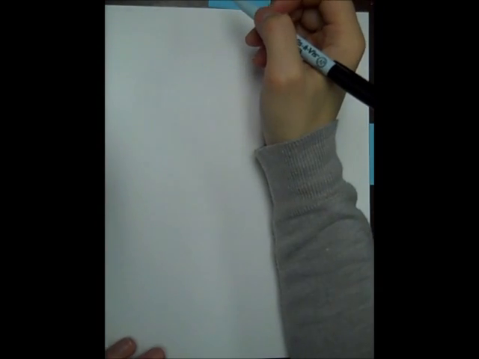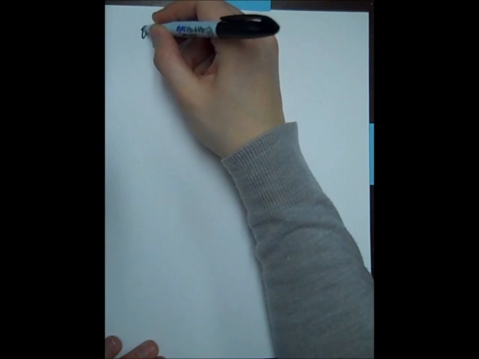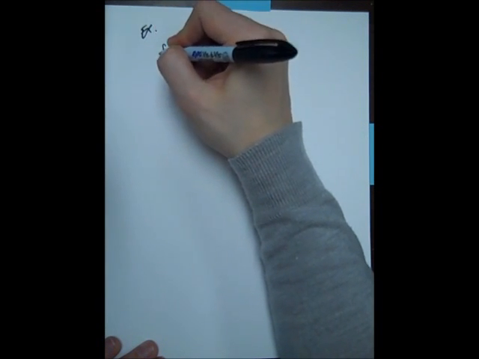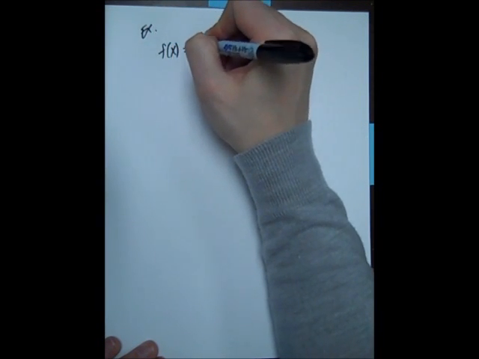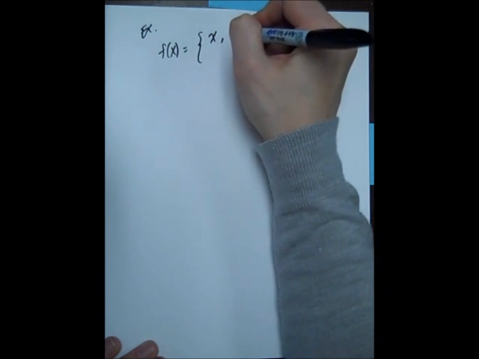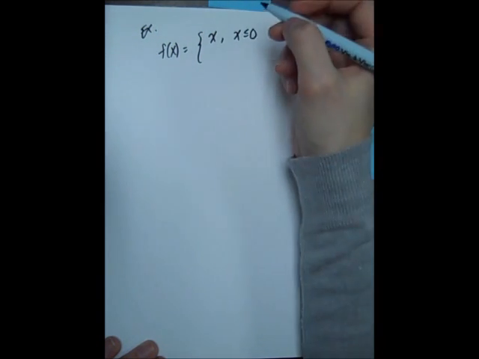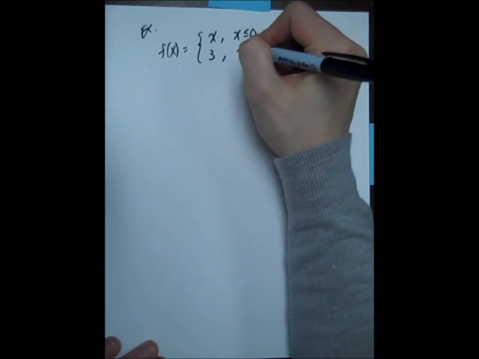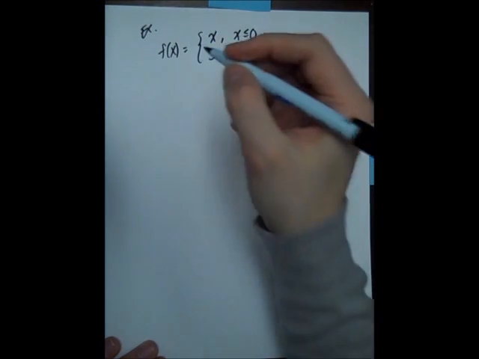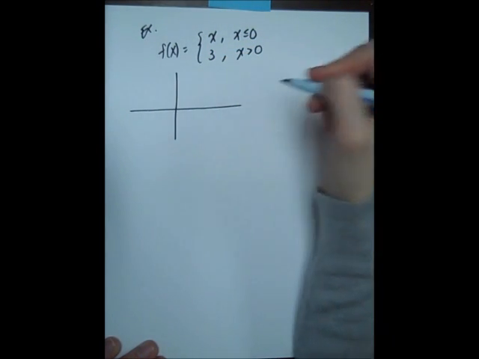Let's go to our next one. The next example we're going to look at: I'm going to let f of x, again, be defined piecewise. Let it be x for x less than or equal to 0, and then 3 for x greater than 0. So what does the graph look like here?